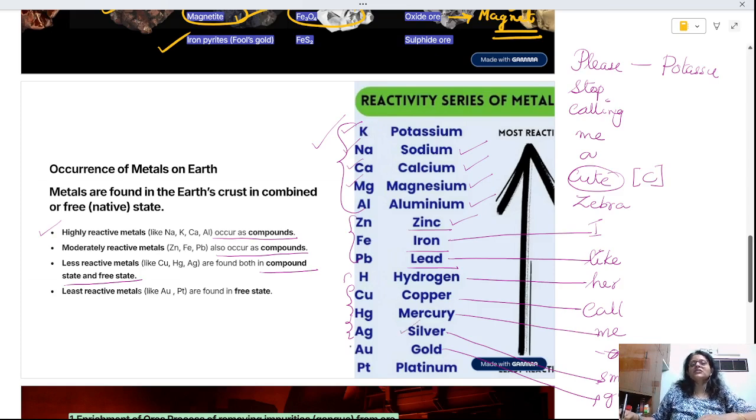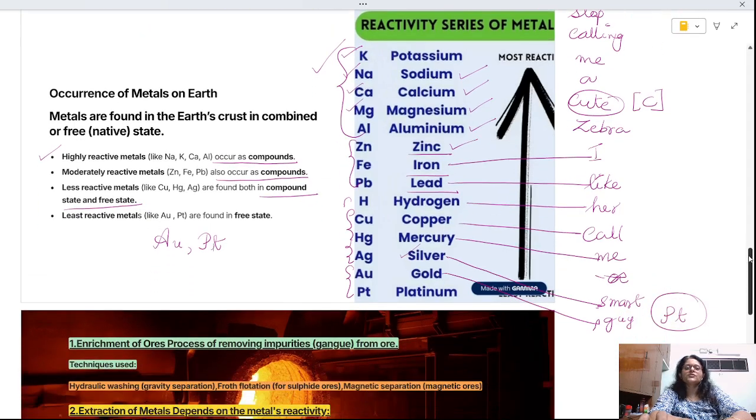And then last is the least reactive. The silver, copper, and mercury, they can be seen in sulfides, carbonates, and also as the metal itself. Then there are the least reactive metals like Au and platinum. Au is gold, which is found in the free state. You just need to purify the metal before use, using the process of electrolysis.